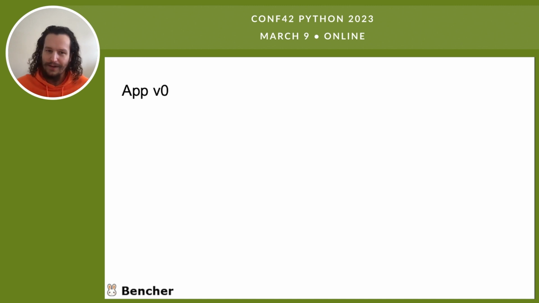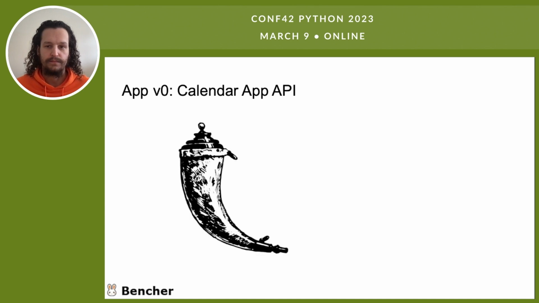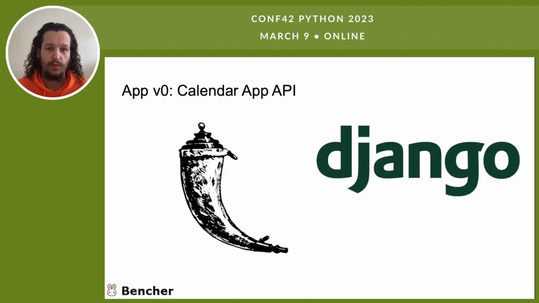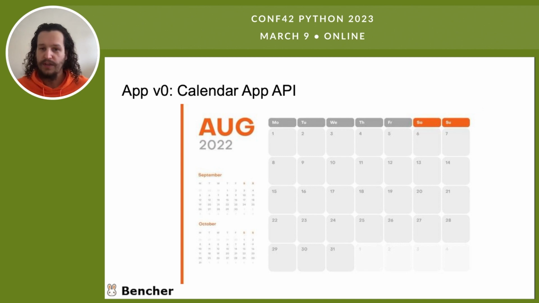So I've got an app, V0 of the app. It's a basic calendar API, right? It allows people to schedule things and create events and things like that. This is created in Flask, but it could very well have been in Django or FastAPI. Take your pick.